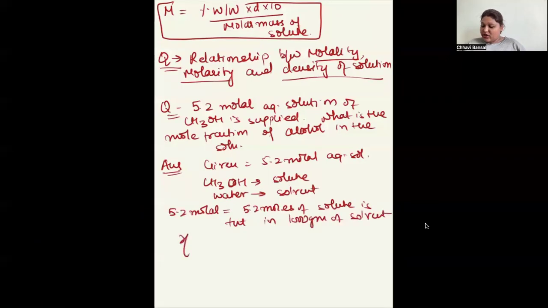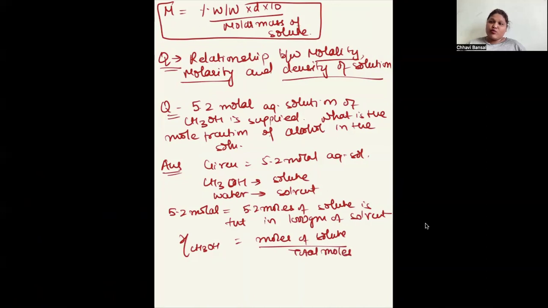And what is mole fraction? Mole fraction is moles of solute divided by total moles, meaning moles of solute plus moles of solvent. Moles of solute is 5.2, divided by total moles. Now, what is the solvent? Water. How many grams of water do we have? 1000 divided by 18 will give us the moles of solvent. So we calculate it and we get the mole fraction of CH3OH in the 5.2 molal aqueous solution.